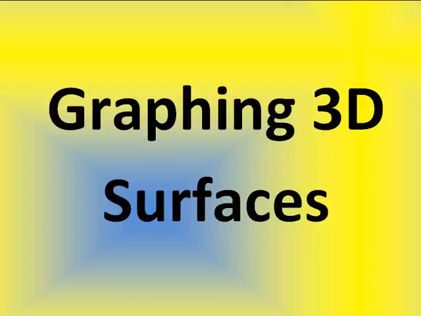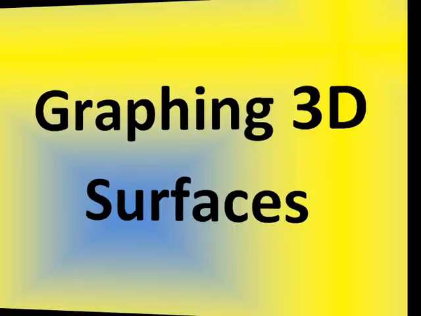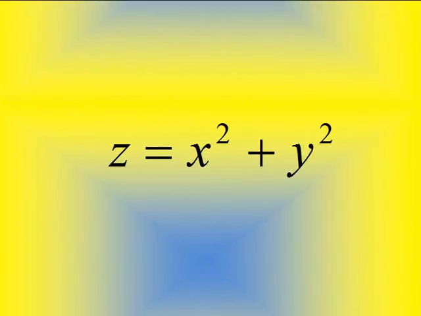In this tutorial, we'll consider how to graph three-dimensional surfaces. Typically, three-dimensional surfaces have an equation involving x, y, and z. The equation we'll consider in graphing our 3D surface is z equals x squared plus y squared, which has an xz trace of a parabola and a yz trace of a parabola. So basically we have a paraboloid.